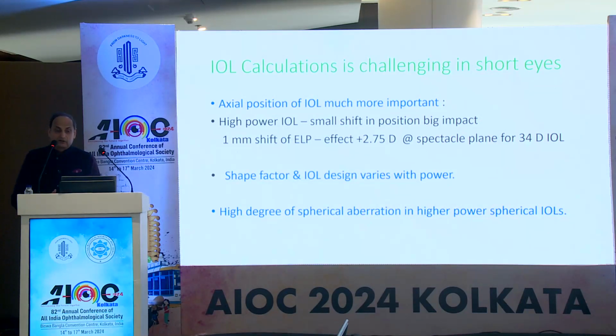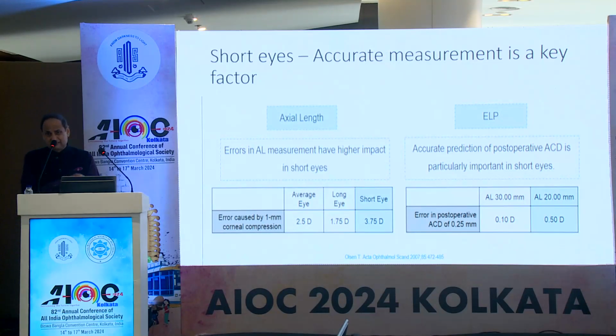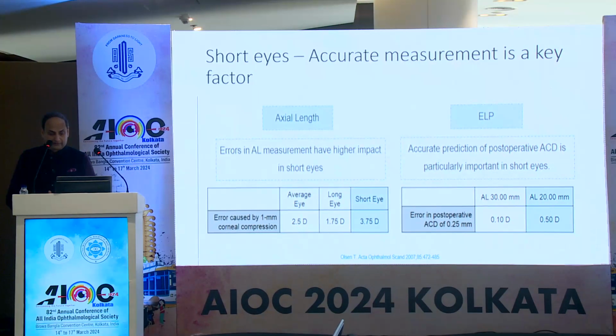High degree of spherical aberration in higher power spherical IOLs, well, you can understand a thick bulging IOL is definitely going to leave behind a lot of spherical aberrations. So in spite of a 6/9 or a 6/12 vision, the patient is not happy optically. A small example of the axial length and how it impacts: error in an axial length measurement has higher impact in the short eyes. Like I said, in an average eye, 1 millimeter of axial corneal compression will give about 2.5 diopters, but the same thing will be about 4 diopters in a short eye.